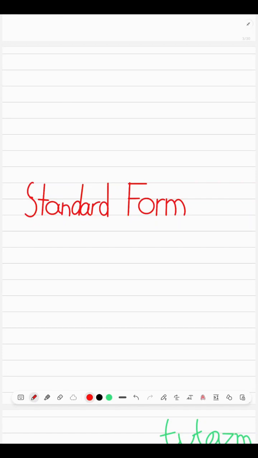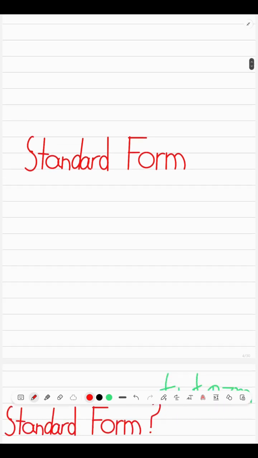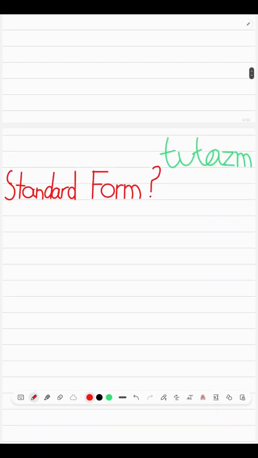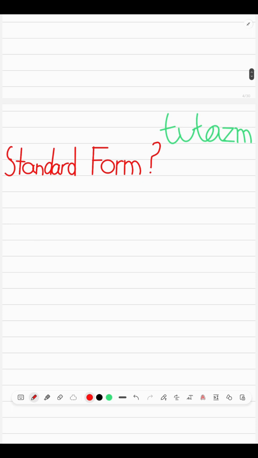In this video we'll be looking at standard form. Let's start by looking at what standard form actually is. So standard form is a way of writing out numbers, and that makes it easier to read and use numbers that are especially very large or very small.